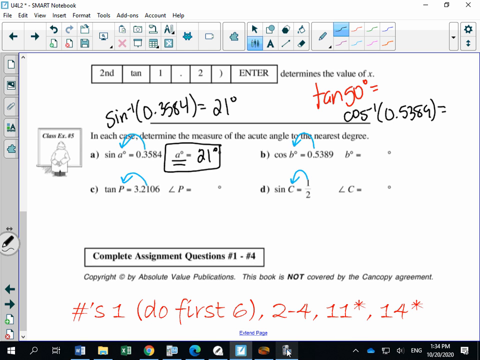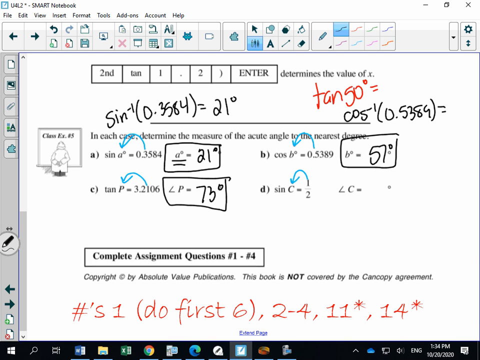No, because this one's to the nearest degree. So it would be 57. Exactly. Okay, Jack, what's the answer for B? 57 degrees. Next one, tan of P, angle P. Owen, what would angle P be? 73 is correct. And last one, Juan, what is angle C?